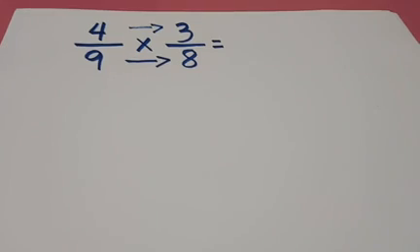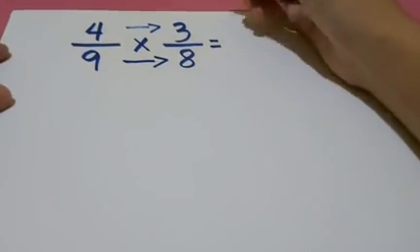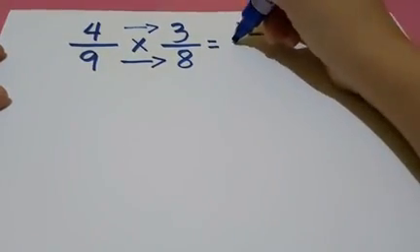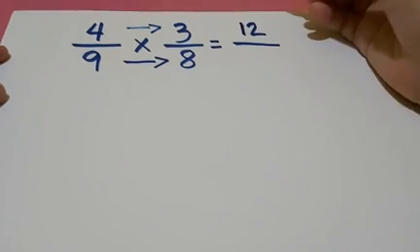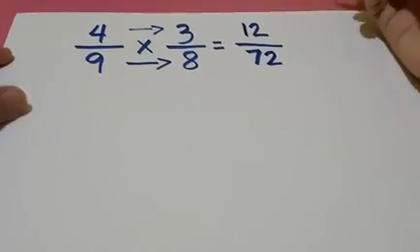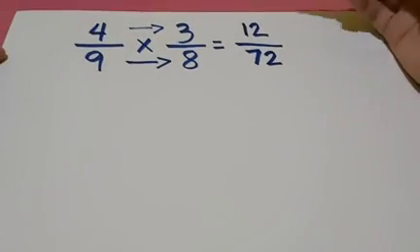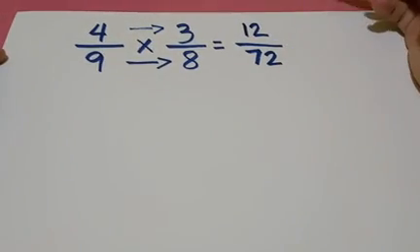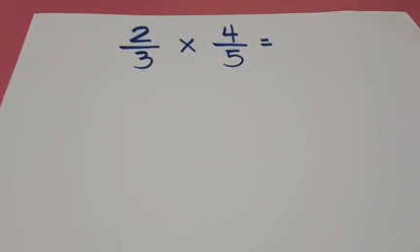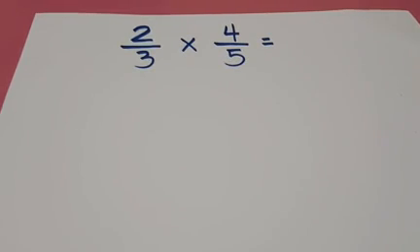4 times 3 is equals to 12. And then, 9 times 8 is equals to 72. So we have the answer 12 over 72. That's okay. Now let's proceed to our second example. We have 2 over 3 times 4 over 5.